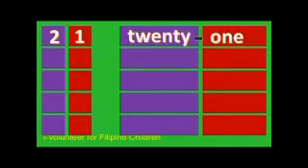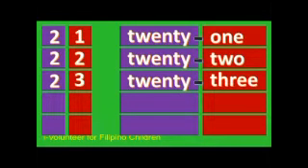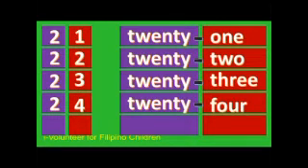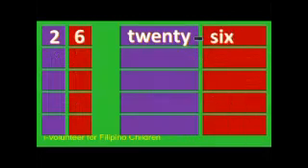Let's see if the design fits for 21 until 99. Let's continue. 21, 22, 23, 24, 25. Take note that from 21 until 99, you need a special character called hyphen in order to join the tens and the ones. Let's continue writing.